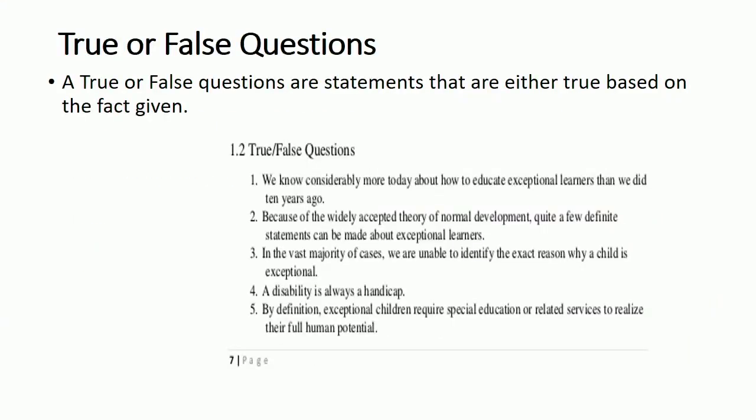That answer might seem correct, but it's not. So based on your knowledge, you need to choose the correct answer. True and false questions are where a statement is made, and then based on the statement, a fact is given. Then you need to say whether this is true or false. A disability is also a handicap. Is that true or false? In a vast majority of cases, we are unable to identify exact reasons why a child is exceptional. Is that true or false? So you need to analyze these statements and give a true or false answer.